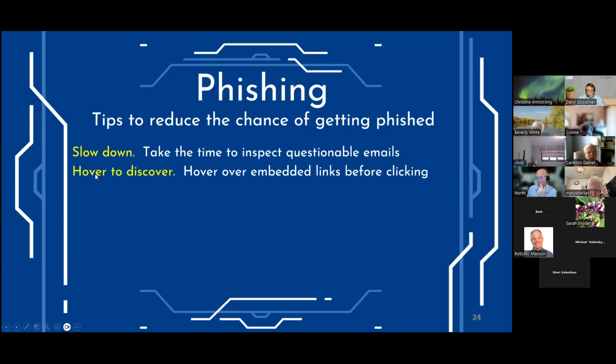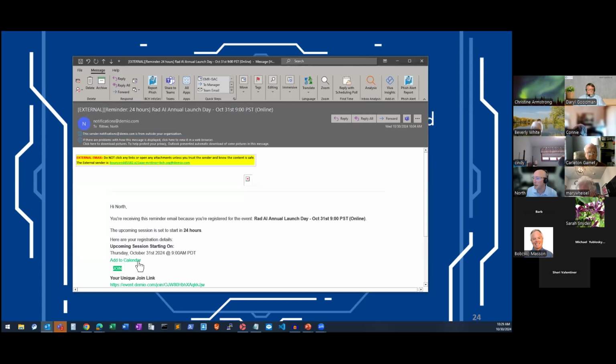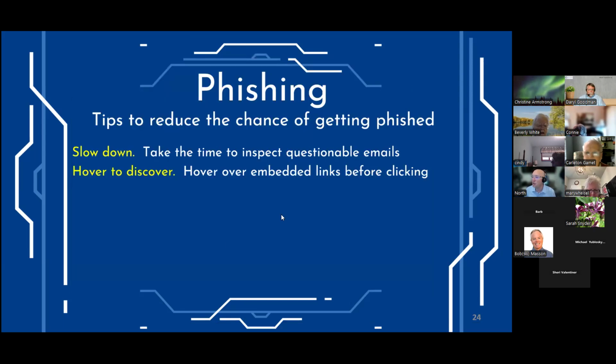Hover to discover. This is a really important concept. If you have a link in an email, and let me see if I can open up one here real quick. Yeah, so let me just pull this over here real quick. So if there's a link in an email and you hover over it, you can see that URL pop up. I'm not clicking on it. I'm simply moving over it, and we can see that there is a link behind it. That way we can see where it's actually going, and we can identify, is the link going where I expect it to go? And if not, stop.